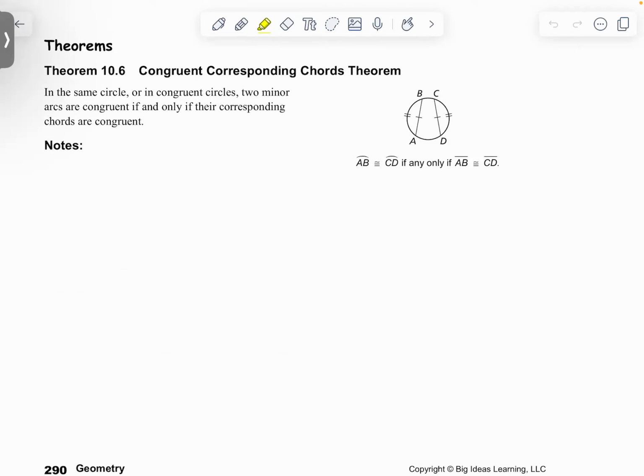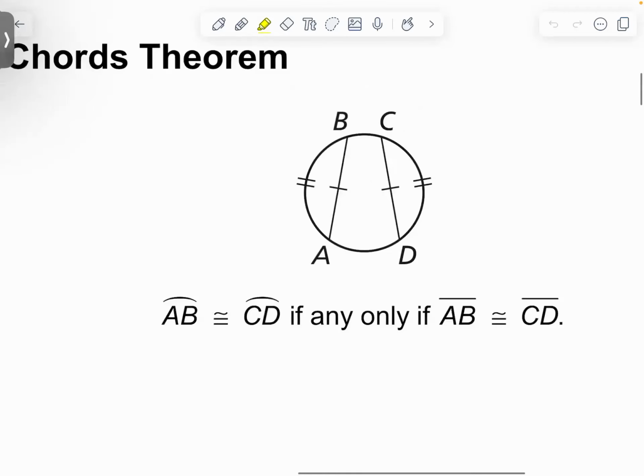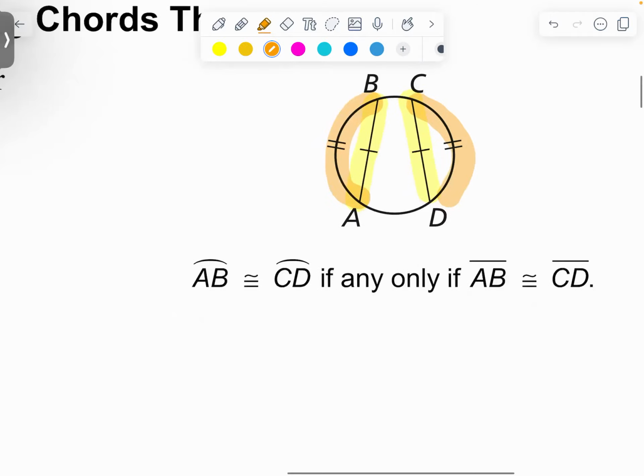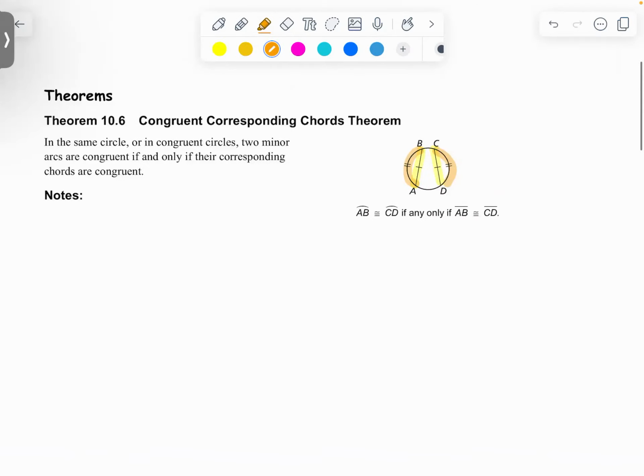Okay, so I want you to look at this cute little picture right here. In this picture, if we have chords that are congruent in a circle, it has to be in the same circle. Okay, then we know their arcs are going to be congruent. Does that feel like it makes sense? I'm sorry, I didn't tell you what page this was. This is page 290.